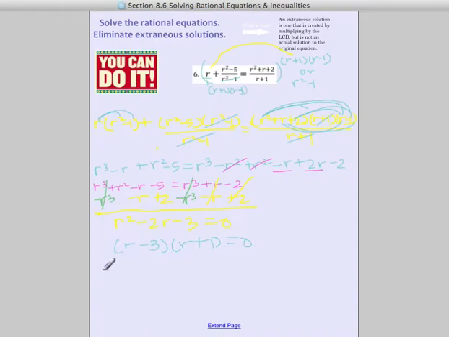Now to get my solutions, I set each piece equal to 0 and solve using the zero product property. So r is equal to 3 and r is equal to -1.